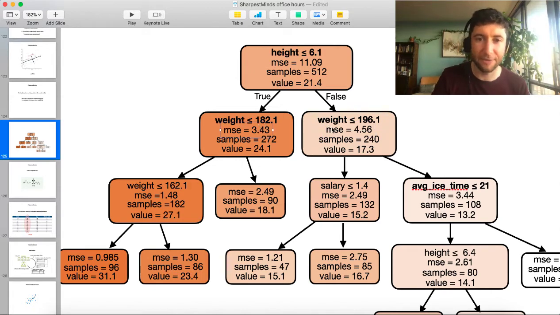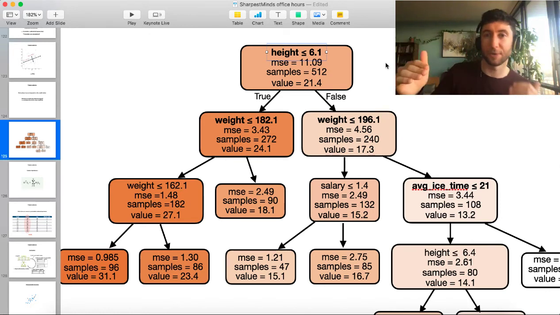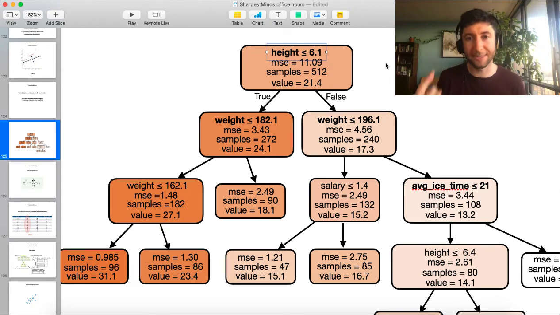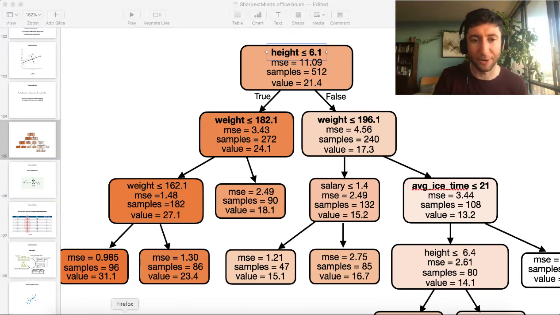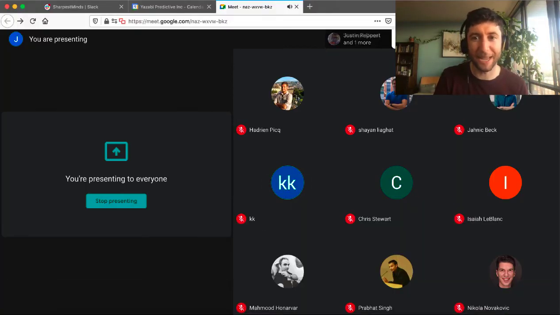We have an MSE for the first bucket and an MSE for the second bucket, but we need one single number that we can point to and say, oh, the MSE for the question height less than 6.1 is really, really low, but the MSE for height less than 5 is a little bit higher, so let's stick with 6.1, right? So we want a single number that combines these two together. Does anybody have any thoughts about how to do that?